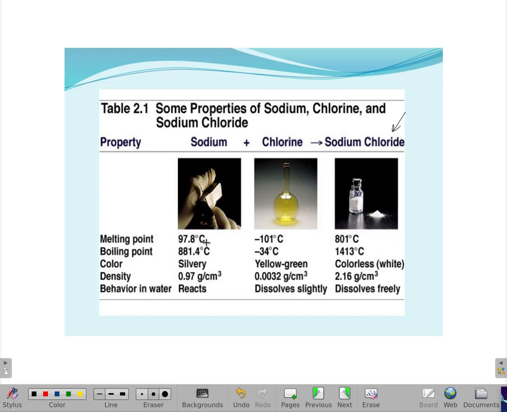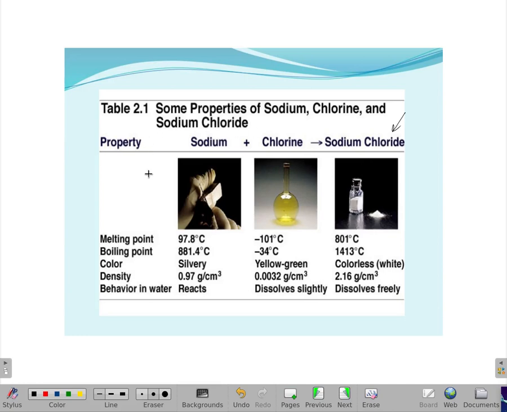I mean, look at these melting points. The average of this is right around 0 degrees Celsius, nowhere near what sodium chloride gets to be. So it turns out the properties of the compound made by the elements are totally different and not related at all to the individual components of it.